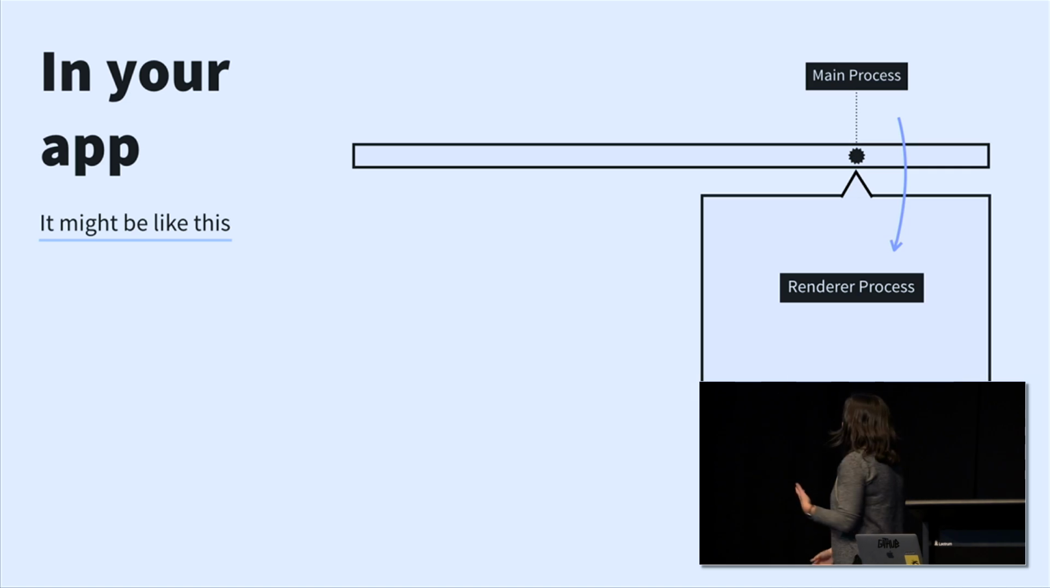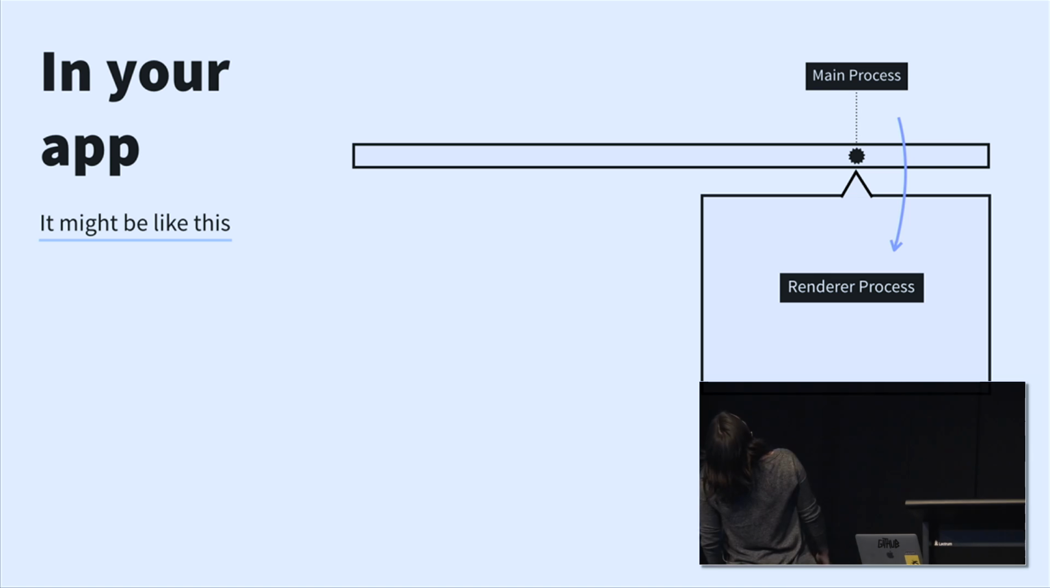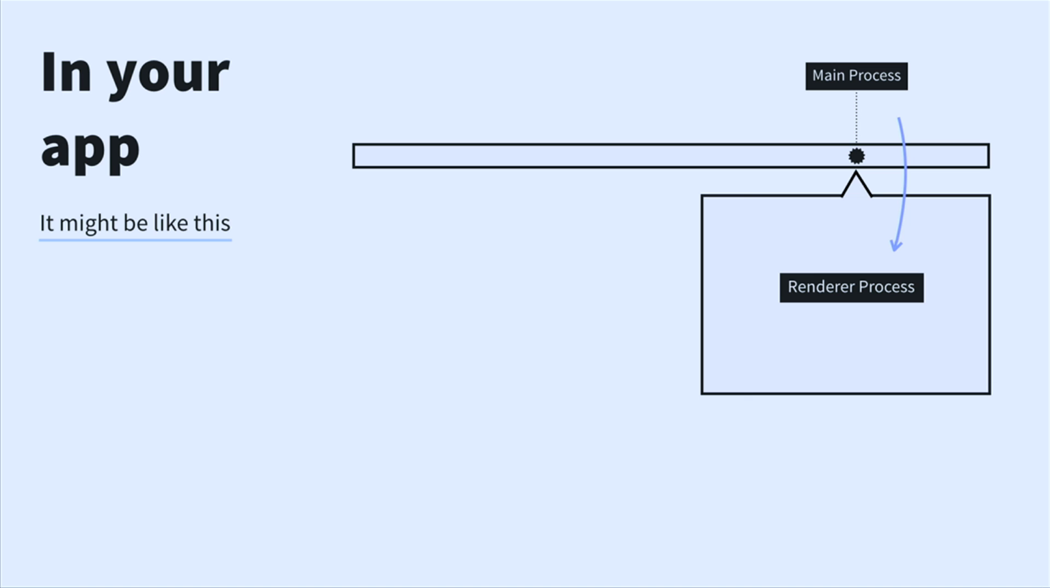But of course, you might not be making a browser in Electron. Some people are, but you might have like a menu bar app. And so you can think of the little icon at the top as your main process.